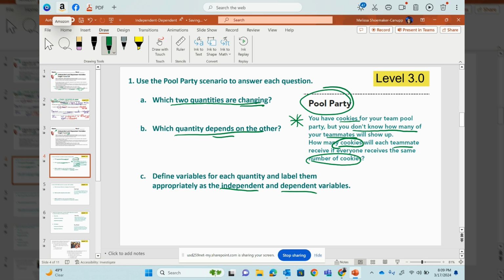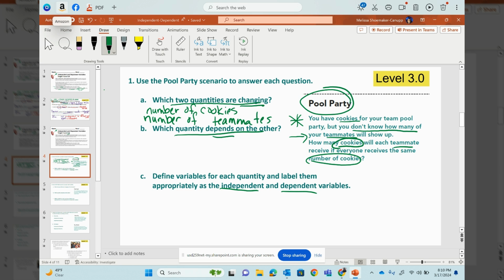So can you hear the two things that are changing? Sounds like the number of cookies and the number of teammates. We don't know how many people are going to come. Okay. Now we have to figure out which one depends on the other. Well, it says, how many cookies will each teammate receive if everyone receives the same? So that means the amount of cookies is depending on how many teammates show up.